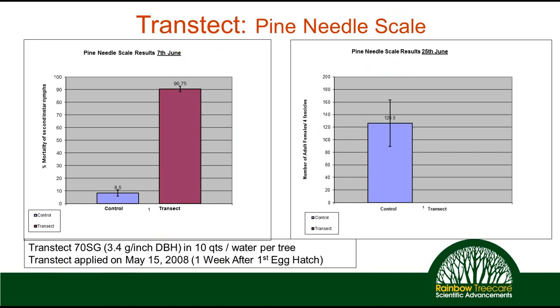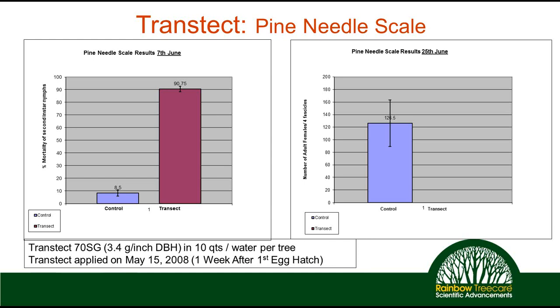We took a look at Transtect efficacy a while back, and we wanted to see, does this really work on pine needle scale? So I think we were here in Minnesota, where we applied Transtect on May 15th, 2008, at that rate, and we were measuring percent mortality of the nymphs, the nymphal instars, comparing the control versus Transtect. And Transtect actually got, as a systemic, greater than 90% efficacy, so greater than 90% mortality, really knocking down that population compared to just under 10% mortality with the control treatment.